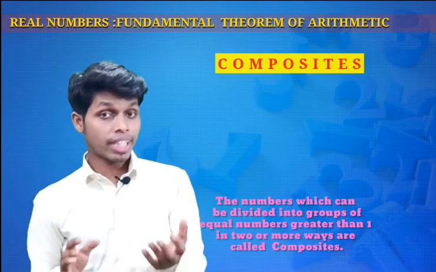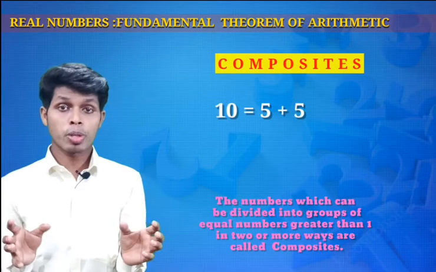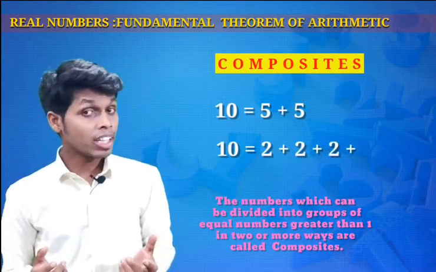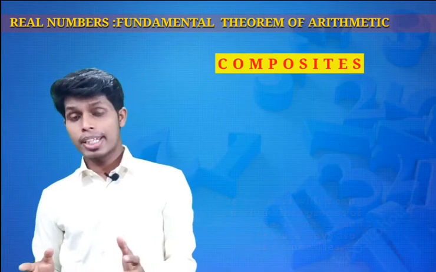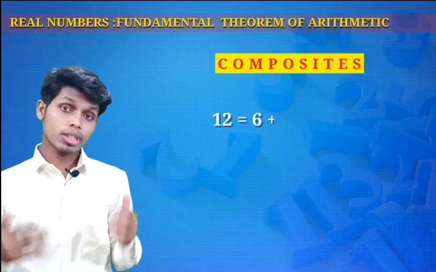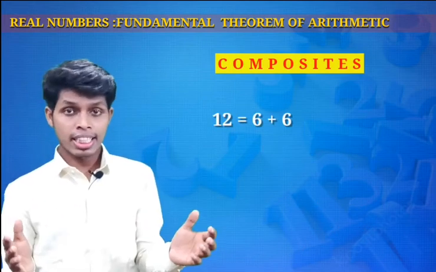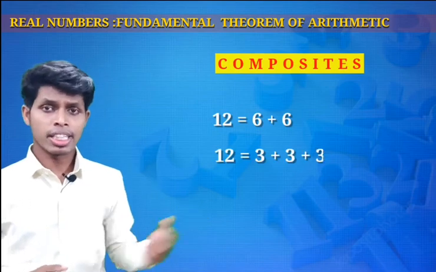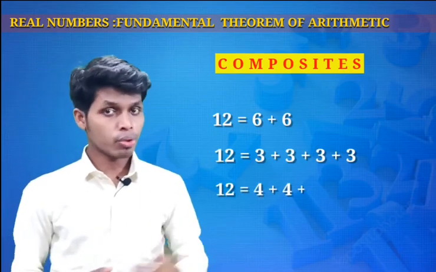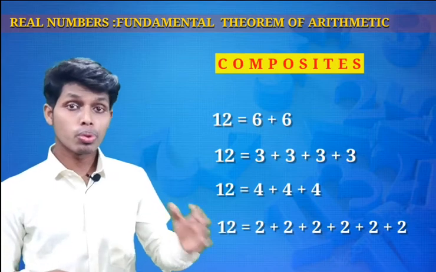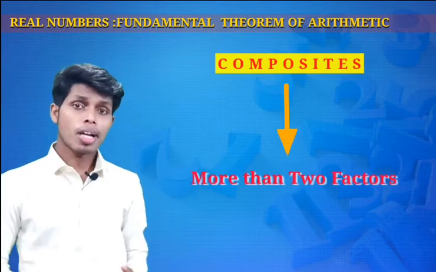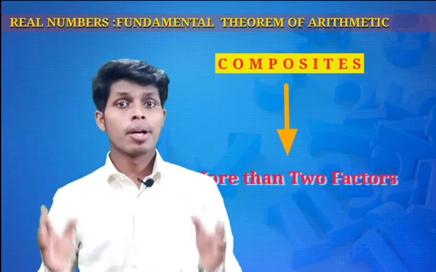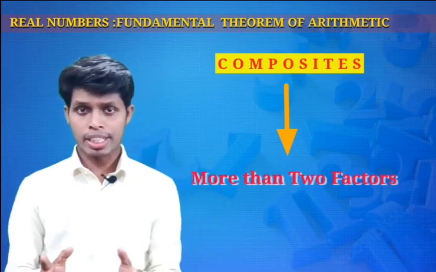Similarly, if you have 10, it can be divided into 2 groups of 5 and 5. It can also be divided into 5 groups of 2, 2, 2, 2, 2. Similarly, if you have 12, it can be divided into groups in many ways, such as 6, 6 into 2 groups, 3, 3, 3, 3 into 4 groups, 4, 4, 4 into 3 groups, 2, 2, 2, 2, 2, 2 into 6 groups. Alternately, you can also say composite numbers are the numbers which have more than 2 factors.